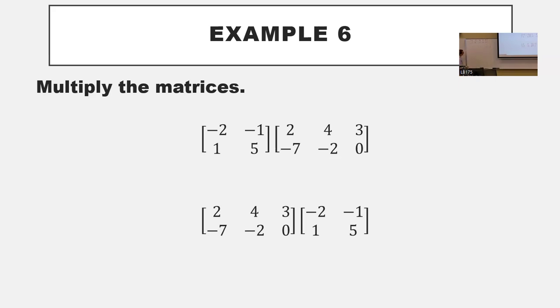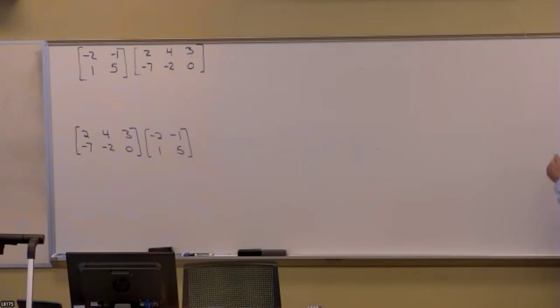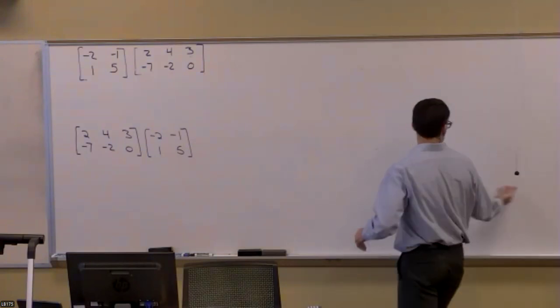And then what would happen if we switch the order? I put 2, 4, 3, -7, -2, 0 on the left, and then put -2, -1, 1, 5 on the right. I think that's the point you're gonna make.